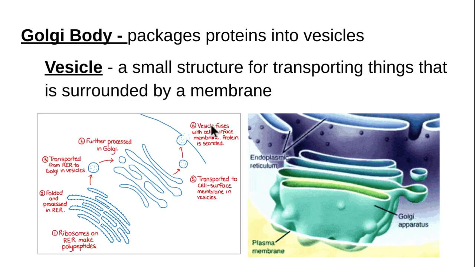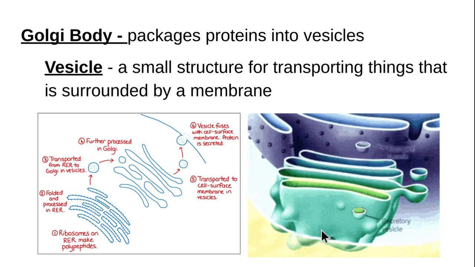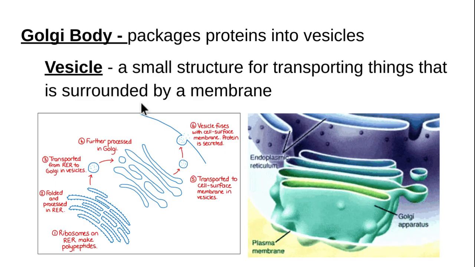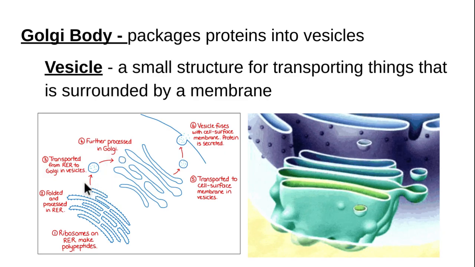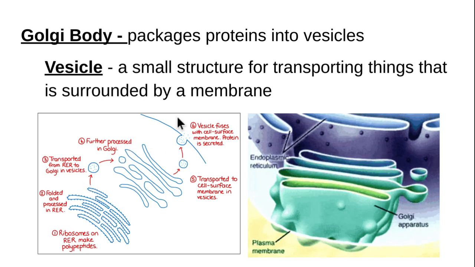So a vesicle, I'm going to show you an animation here. We'll see if it plays. Yep. So this little bubble is a vesicle. It's like a little bubble that breaks off and can carry stuff to different parts of the cell. That's a little vesicle. So it's a small little structure for transporting things. Part of the Golgi body or the ER that breaks off and then can travel around. You'll notice the ER, the endoplasmic reticulum, and the Golgi body, they look really similar.